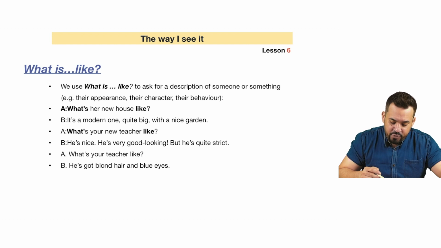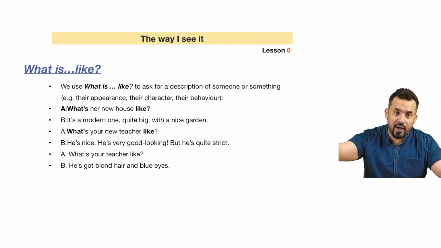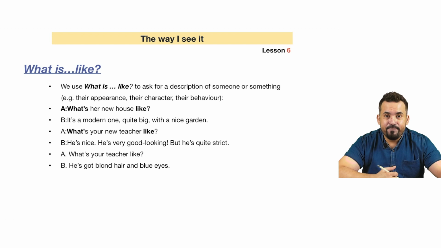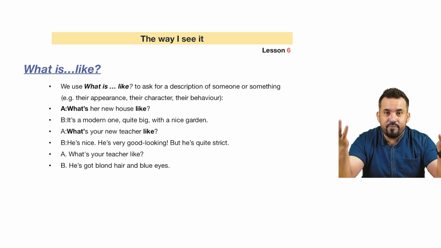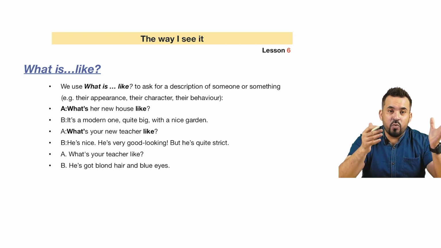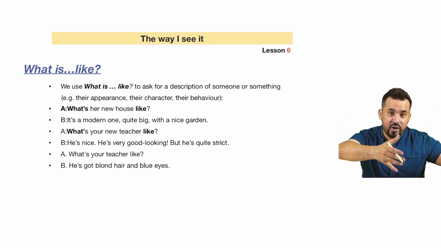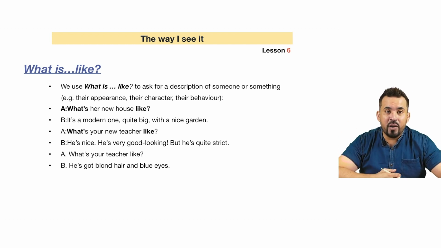If I say, for example, "What is he like?" It means describe him to me. Is he nice? Is he not nice? Is he friendly? Just describe someone to me in general. So we use "what is," and then we insert what we want to inquire about, and then we end it with "like." So this is the proper way of using it.